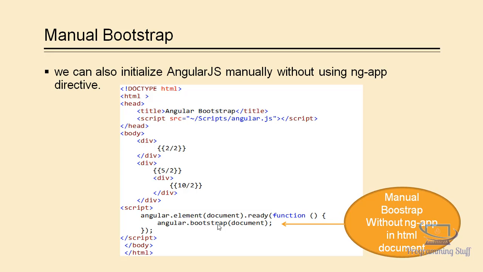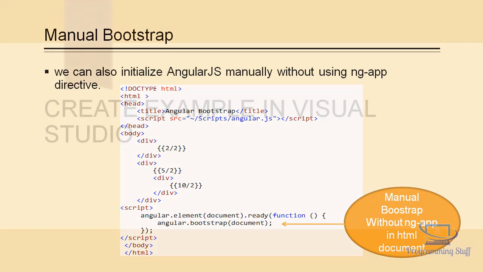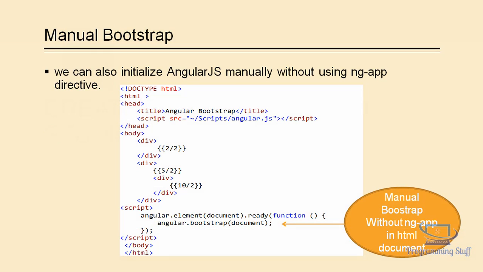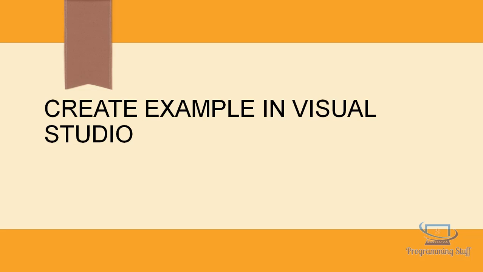In this example, we are making the whole document applicable to Angular using the angular.bootstrap method. We call the angular.bootstrap function and specify the root element as the document object. This will initialize AngularJS and compile all the elements starting from the root element, therefore the whole document in this example. In the next section, we will see in detail what an AngularJS expression is. Now we can create the examples in Visual Studio.